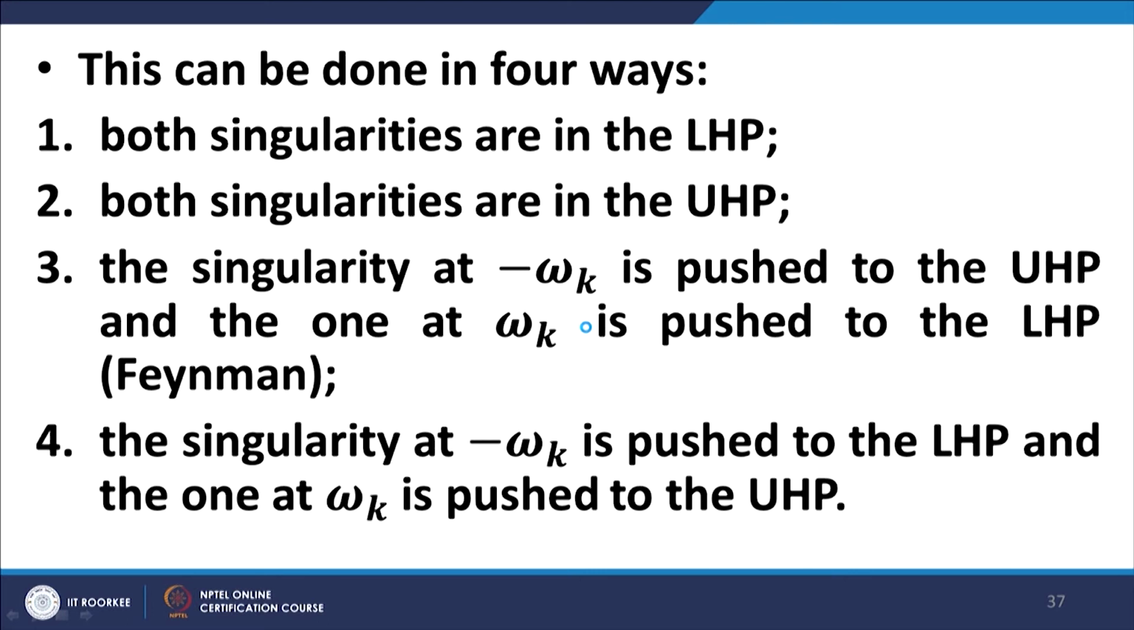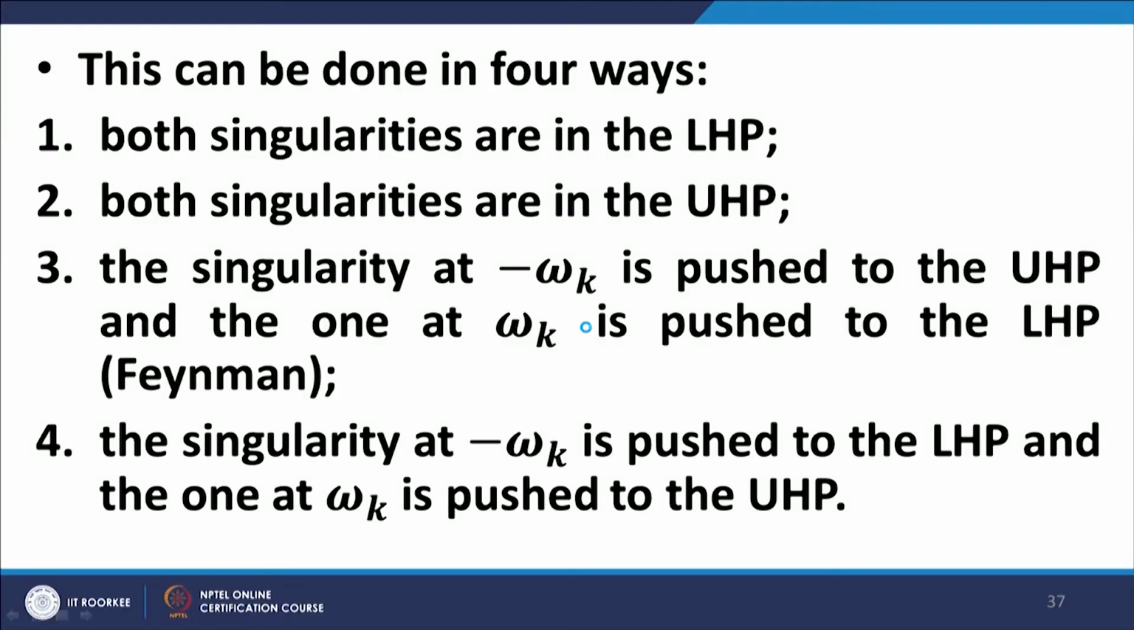The second is when both the singularities are shifted to the upper half plane. The third is when the first singularity at minus omega k is shifted to the upper half plane, that is in the second quadrant, and the other one at omega k is shifted to the lower half plane, that is in the fourth quadrant. And the fourth is the converse of that: minus omega k is now shifted to the lower half plane, and omega k is pushed into the upper half plane.